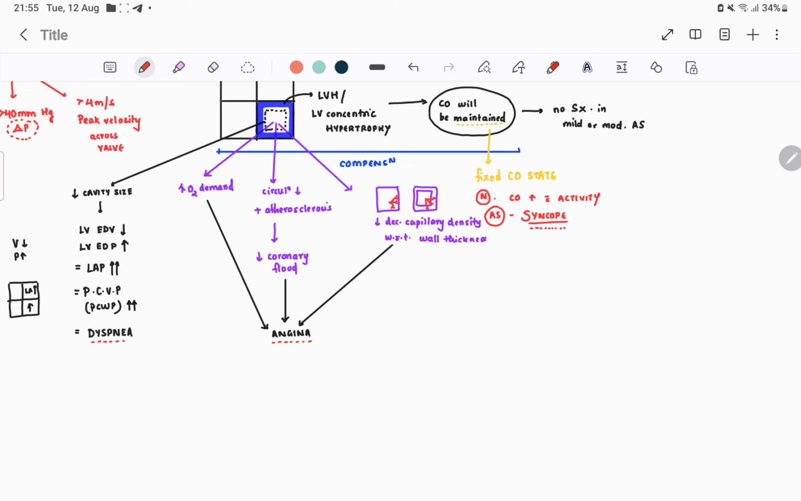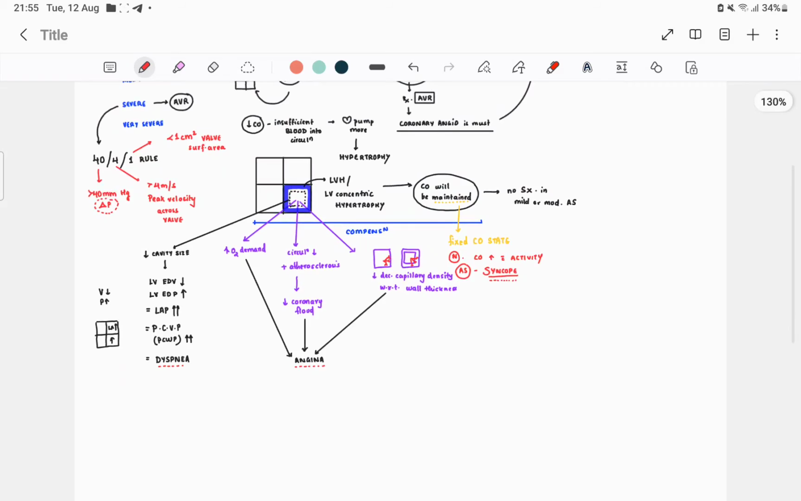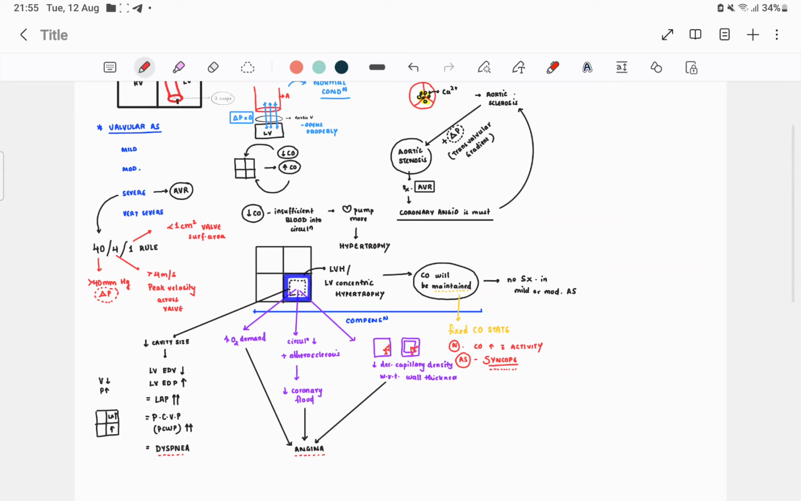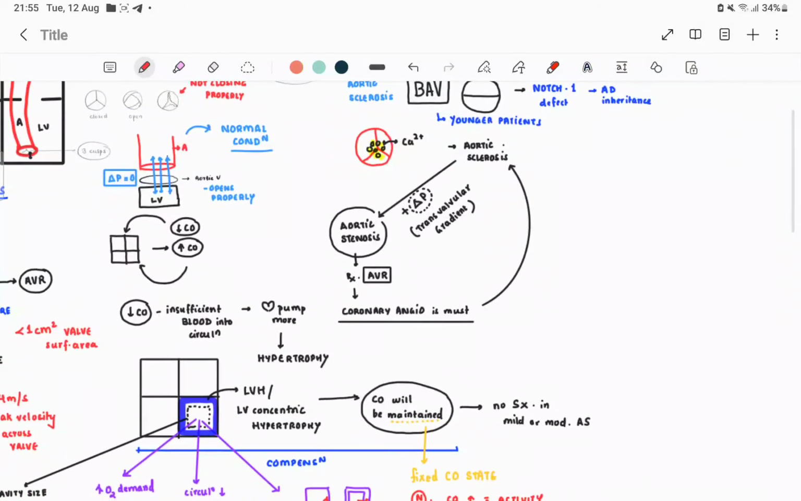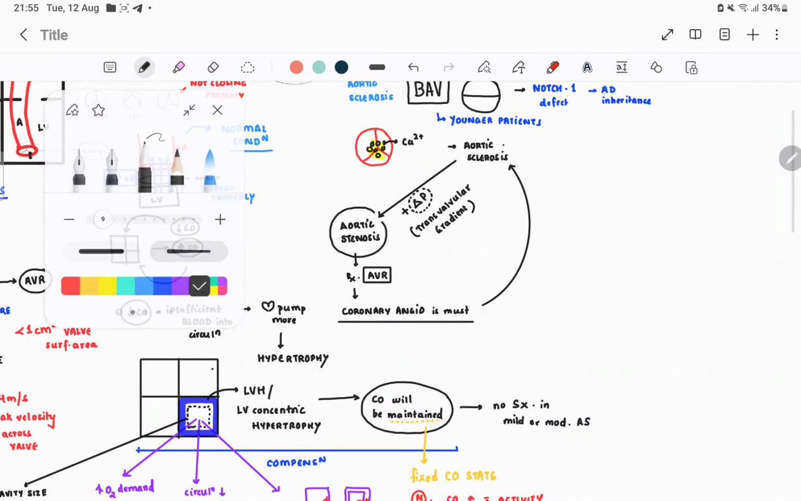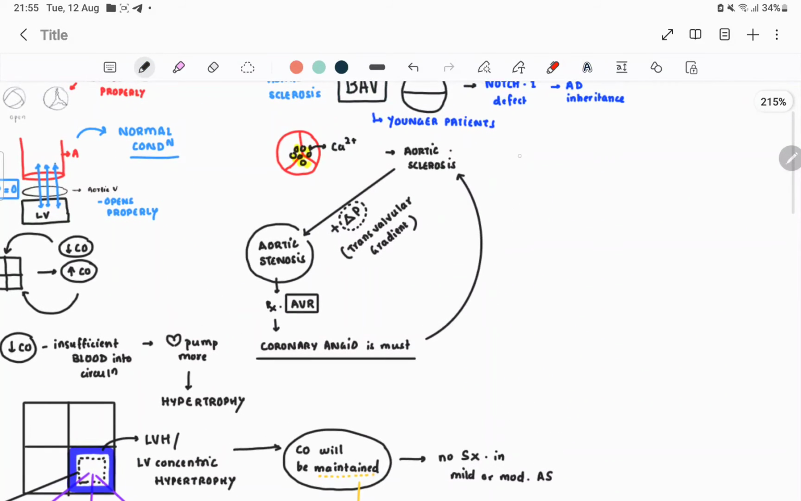Okay, so with this we come to the end of the pathophysiology and the symptoms based on the pathophysiology. Okay, remember some common queries.